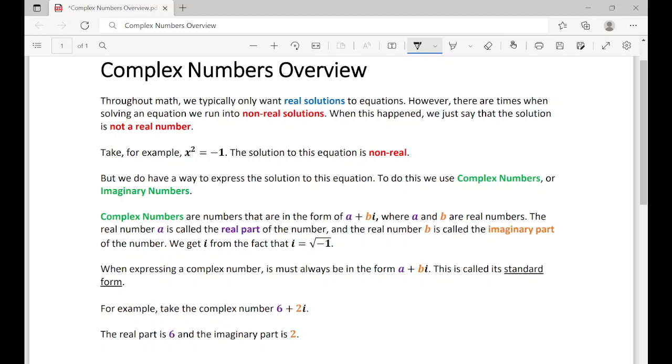Now you need to be careful with this. When you have a complex number and you're expressing it, it must be in the form of a plus bi. It has to be in this form. If you write bi plus a, technically it's the same thing, but it will be counted wrong. You need to write it in this form. This form is actually called standard form, so make sure you know it.